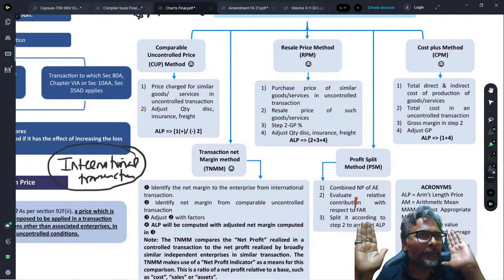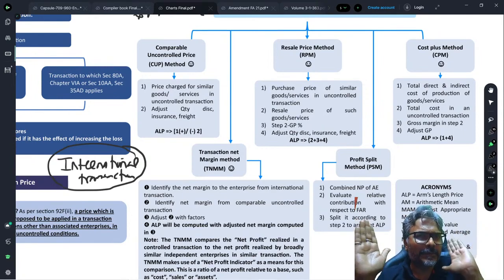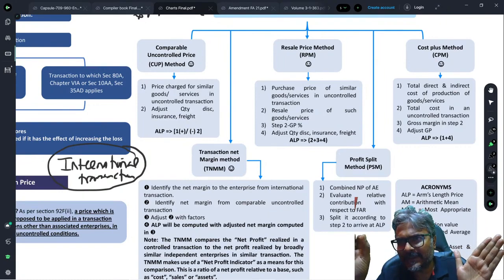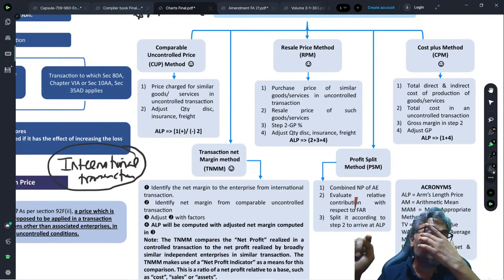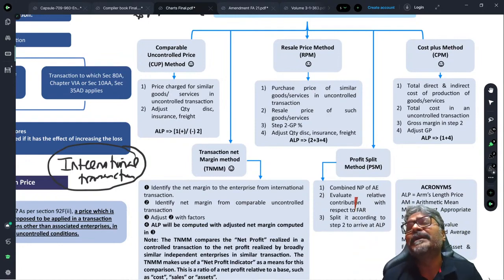Now, between the international transaction and the comparable transaction, students, you will find that there are some uncommon factors. What you need to do now, students, is that you will have to make an adjustment in respect of these uncommon factors.